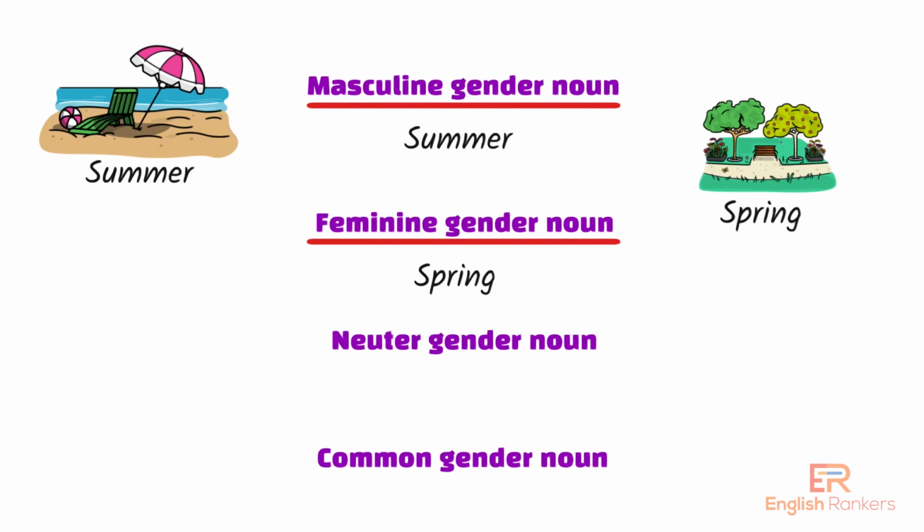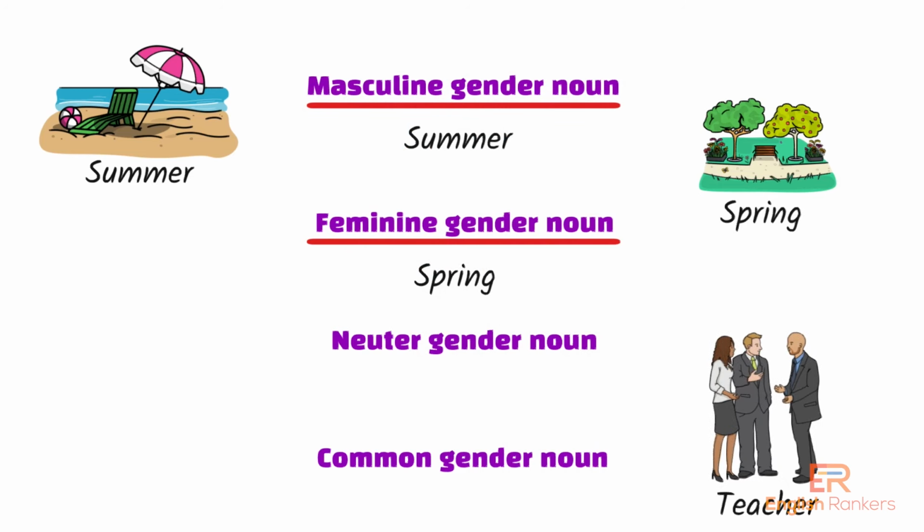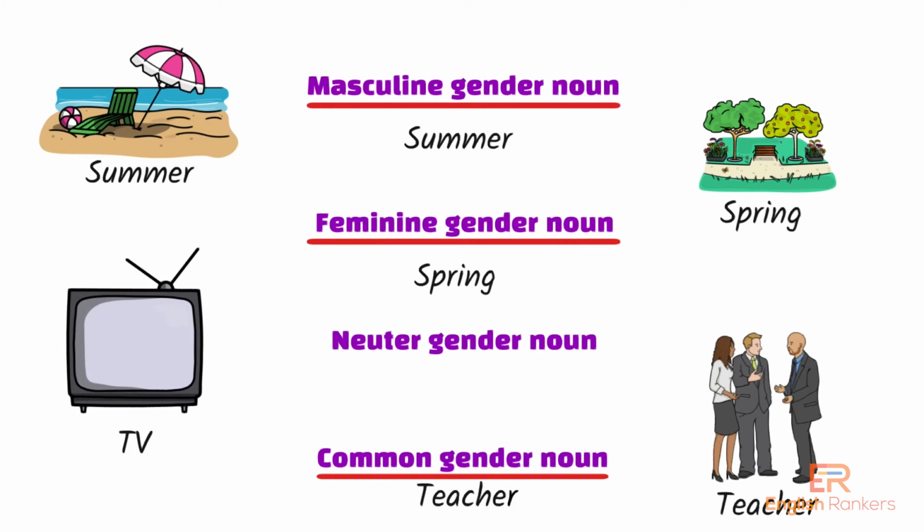What is the gender of a teacher? A teacher can be either male or female. So we will categorize it under common gender. TV? TV is neither male nor female. So we will categorize it under neuter gender.